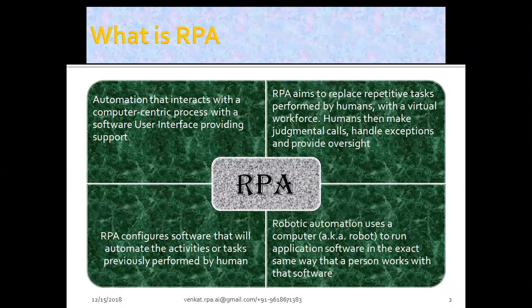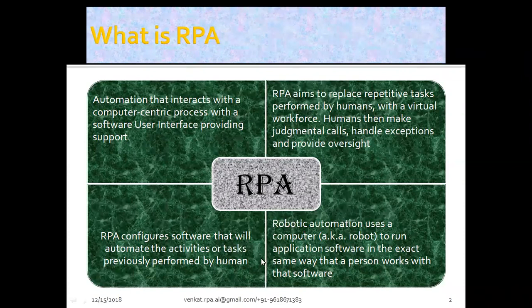Okay, so there are so many areas like BPO, banking, finance, IT, telecom domain, many areas. If you're working in BPO, you know what manual activities you are doing. I think we can discuss at the last, if anything is specific to a domain. And the third one is RPA configures software that will automate the activities or tasks previously performed by humans. Whichever tasks are being performed by humans, if you know what the human is doing step by step, the same thing you can implement in RPA, and RPA will do the same job that the human has been doing.